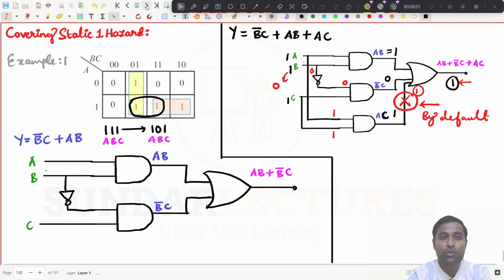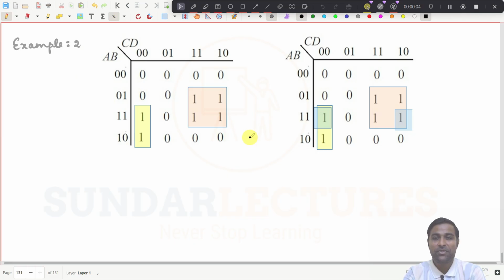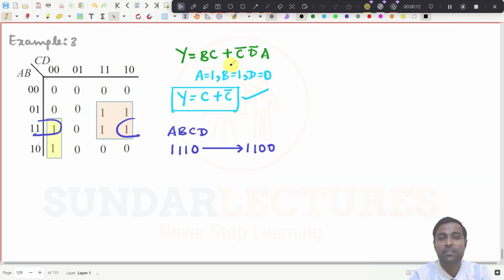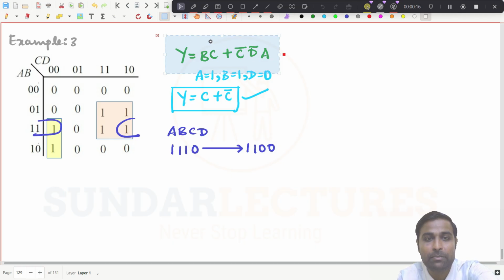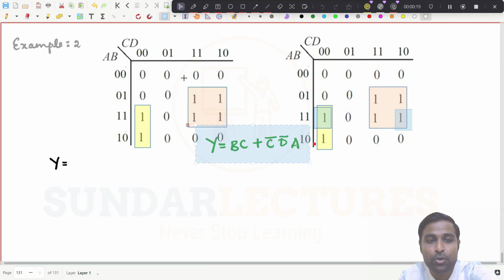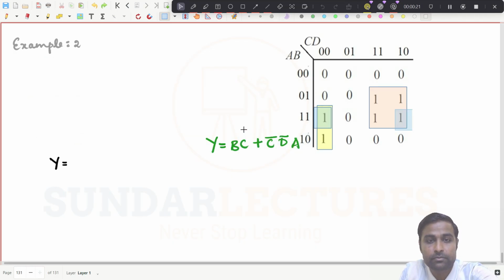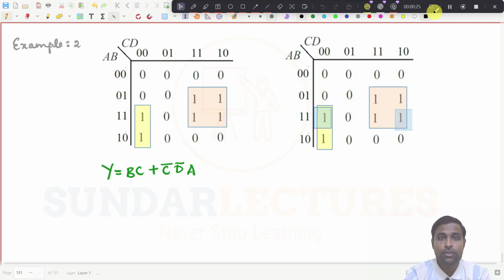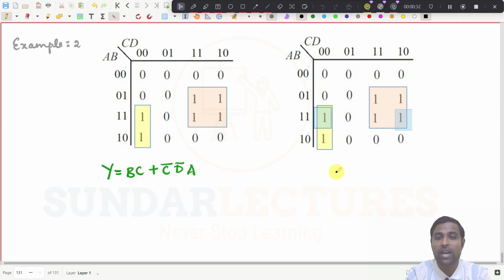Right. What we will do now? See here. What is the output expression of this one? y will be is equal to, I have just written already here. What is this expression? BC. So I will just copy this one so that it will be very easy, and I can put it down here. So we have already seen, right? This particular circuit is making static one hazard. So how can we eliminate this one?